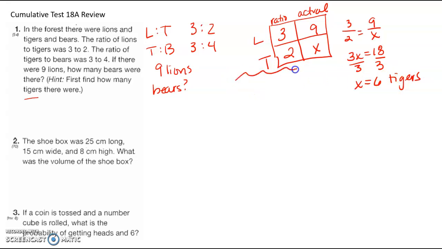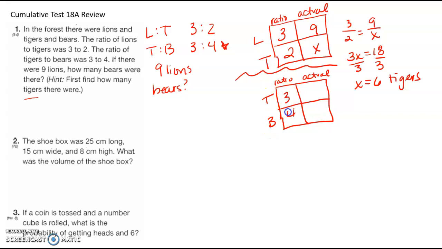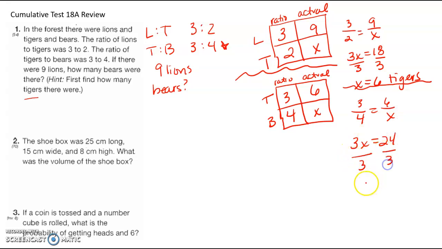We are not done. Now we're going to have to take this information, put it in a ratio box so we can find out how many bears, which is the actual question. Ratio actual of tigers to bears was 3:4. I have 6 tigers. I want to know my bears. So 3:4, 6/x. I have 3x is equal to 24. X is equal to 8. So I have 8 bears.